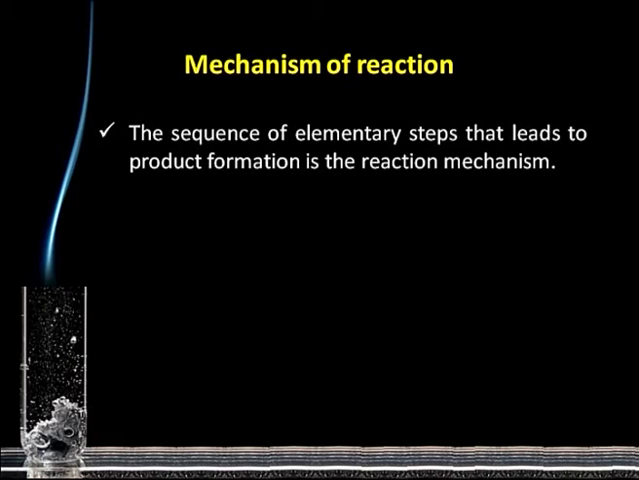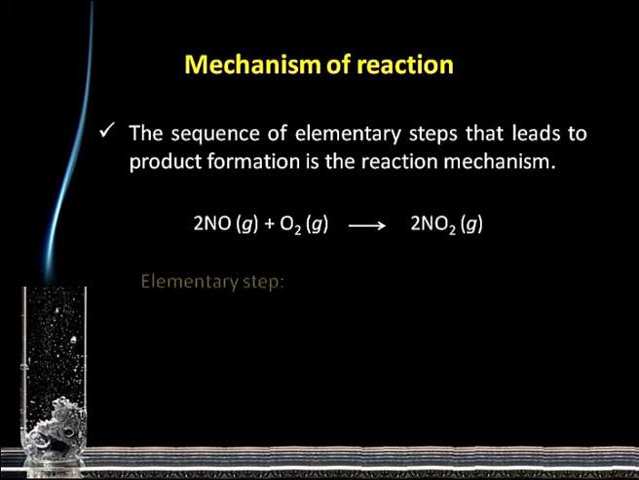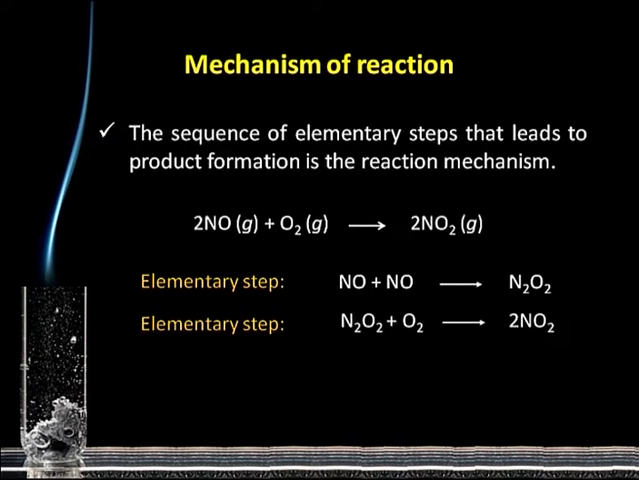The sequence of steps, elementary steps that ultimately lead to the product formation, is called the reaction mechanism. Take this example, a simple example, 2NO plus O2 gives you 2NO2, but it takes place in two steps. The elementary step 1, in which you have NO plus NO giving you N2O2. In the second step, you will get the product where N2O2 plus O2 gives you 2NO2, so that the overall reaction remains the same: 2NO plus O2 gives you 2NO2.